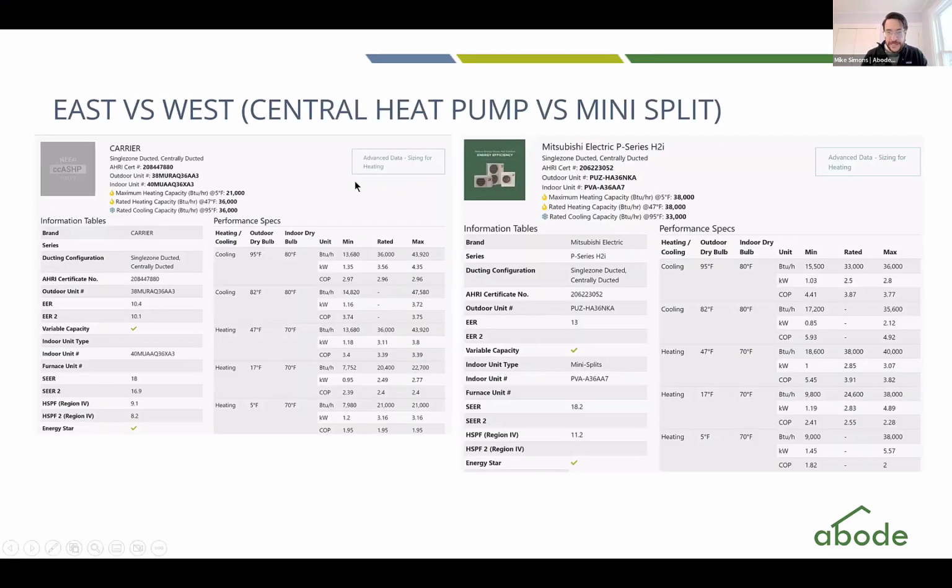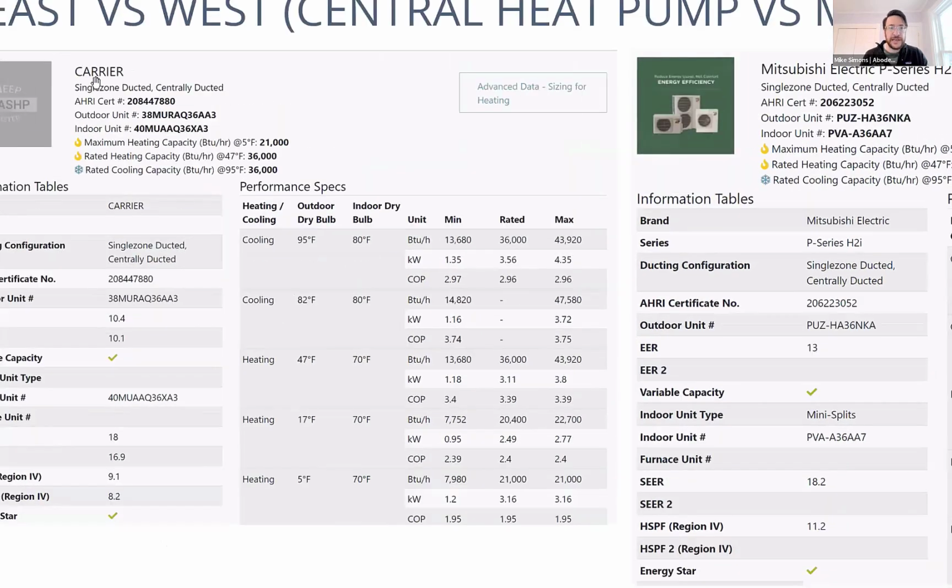With the NEEP database, I can look closely at its equipment. So say with the Carrier system, I see 36 in the model number. 36 means 36,000 BTUs per hour, and there's 12,000 BTUs per ton. So I'm looking at a 3-ton system.